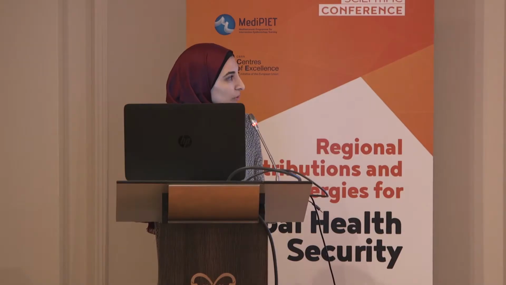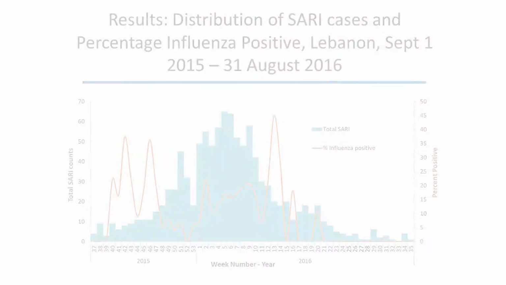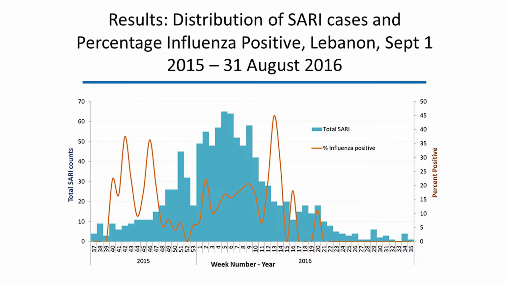This is just like an epi curve to show you how the cases were distributed. So in blue bars, you can see the total SARI cases. And you can see a peak towards the beginning of 2016, which was like the first couple of weeks of February. And in the orange line, you can see the percent influenza positive and how it's distributed throughout the season.